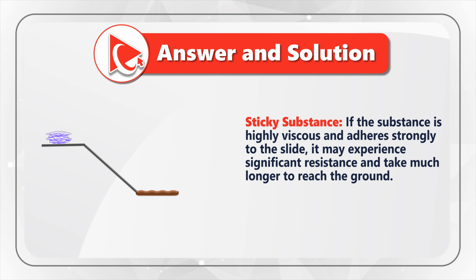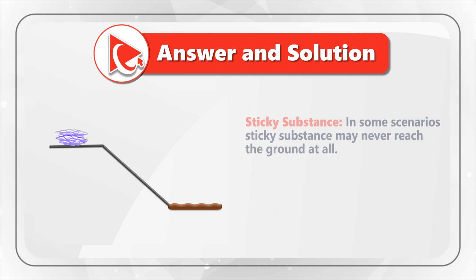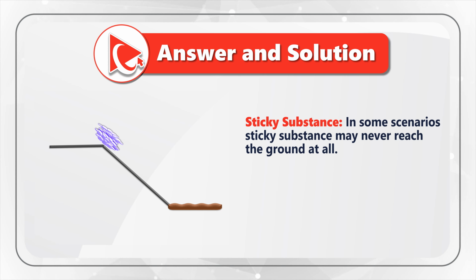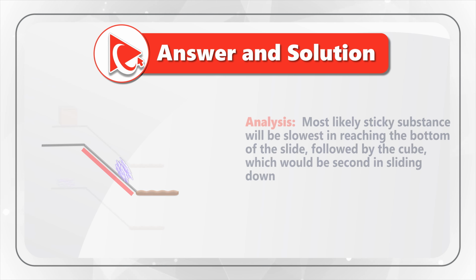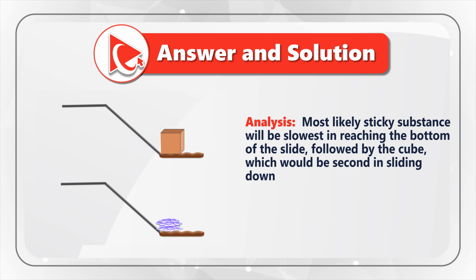If the substance is highly viscous and adheres strongly to the slide, it may experience significant resistance and it will take much longer for it to reach the ground. In some scenarios, depending upon viscosity, the sticky substance may never reach the ground at all. Based on this, I think most likely the sticky substance will be the slowest in reaching the bottom of the slide, followed by the cube, which would be second in sliding down.